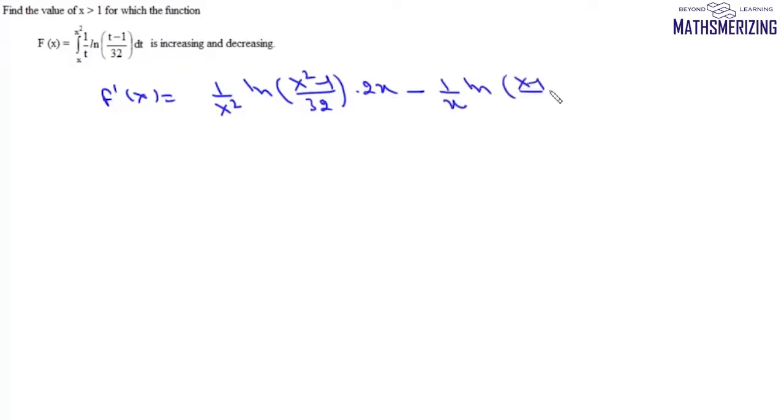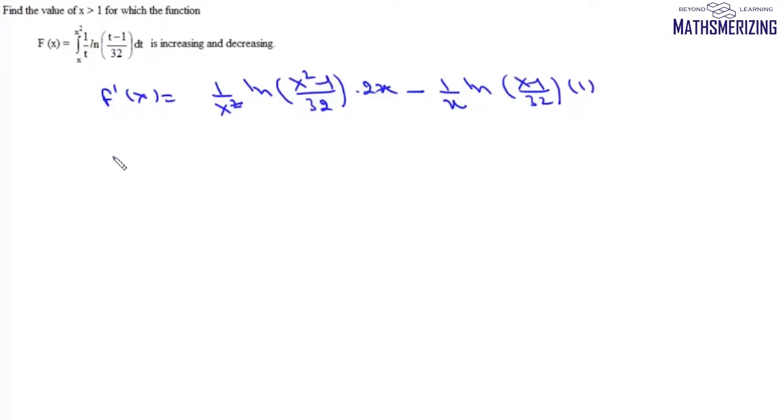Now we'll differentiate this function. We'll find f dash x. So we'll put the upper limit in place of t and then the derivative of the upper limit. So it'll be 1 upon x square into log x square minus 1 by 32 into 2x minus, now we'll put the lower limit. So it'll be 1 by x log x minus 1 by 32 into the derivative of x, which is 1. Now here x and x will cancel.